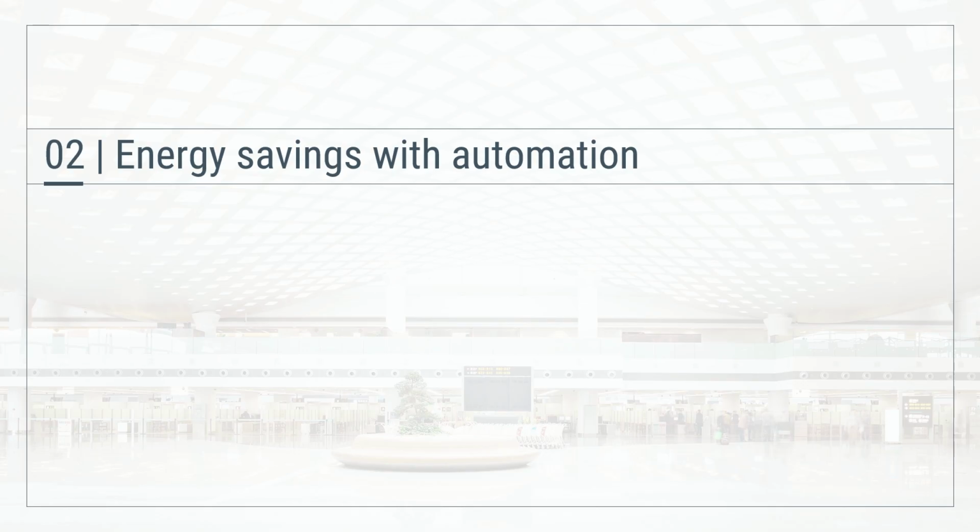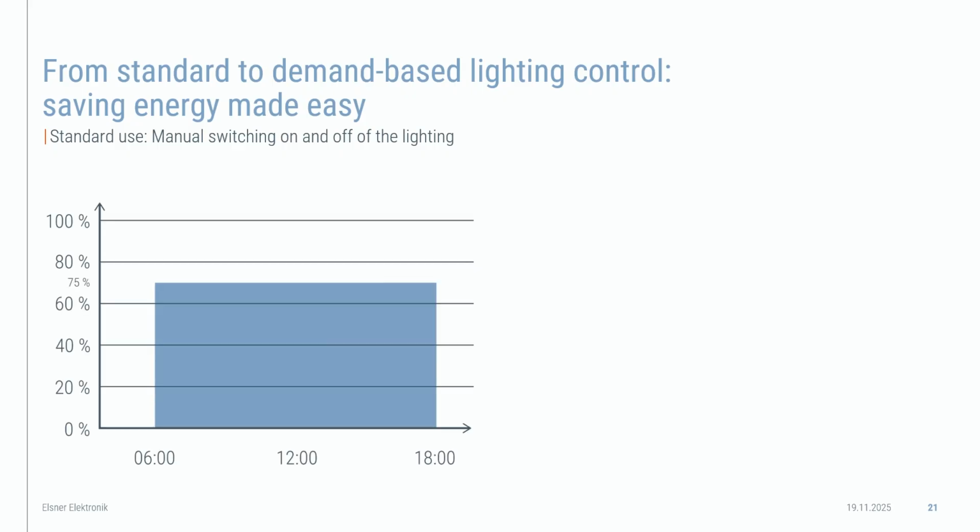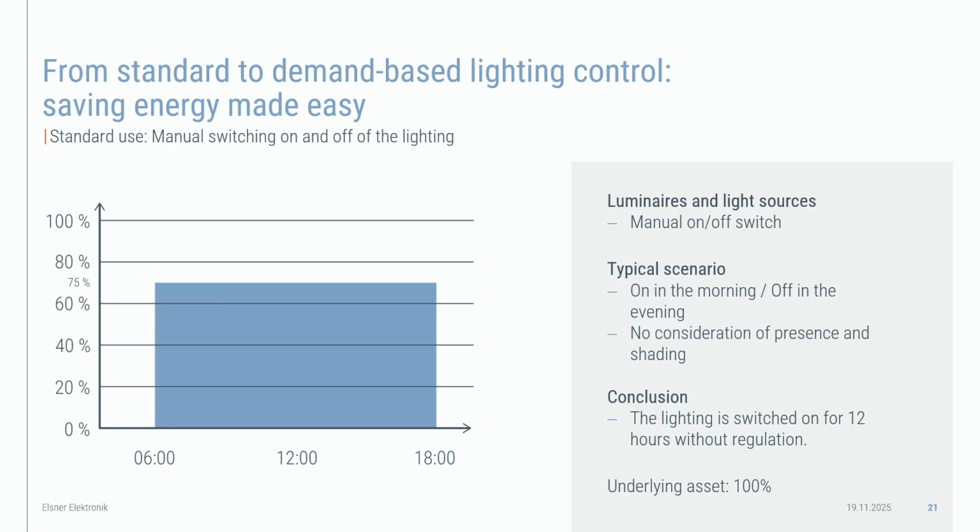On the next slides, I'd like to show how different lighting automation can help save energy. In this graphic, the lighting is switched on manually without any automation. As shown, the lights stay on for a total of 12 hours without any control.